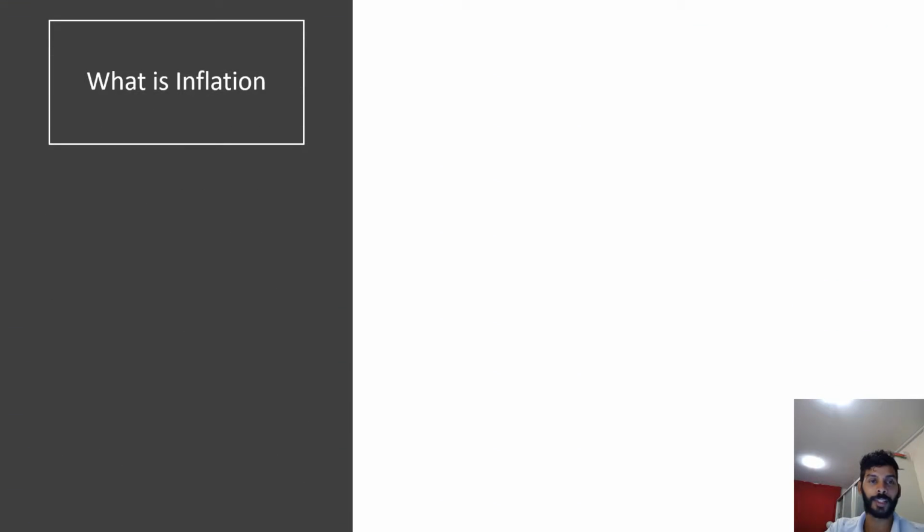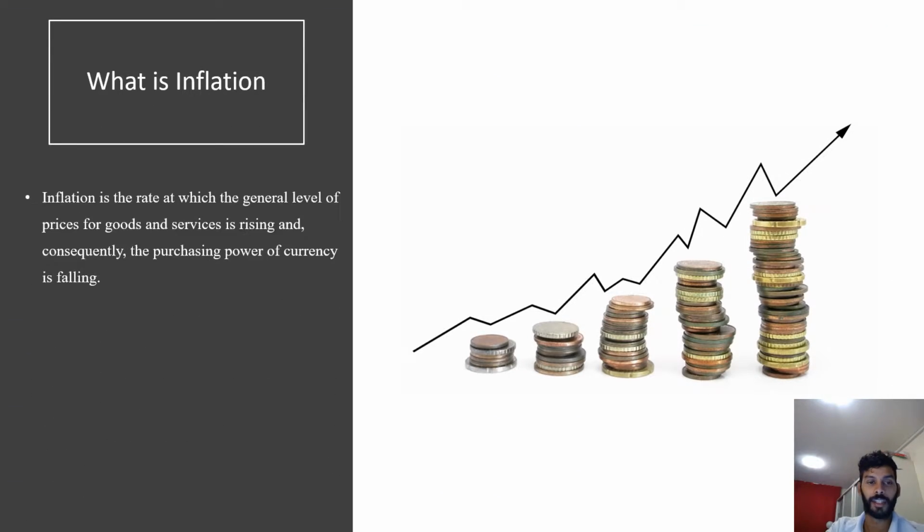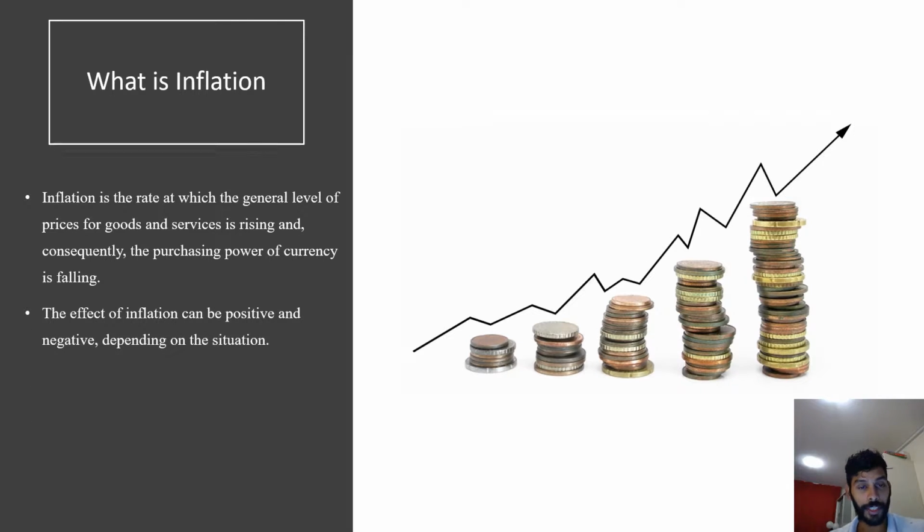Firstly, we're going to explain what inflation is. Inflation is the rate at which the general level of prices for goods and services rises in comparison to the purchasing power of the currency, which generally drops during a period of inflation. The effect of inflation can be positive and negative depending on the situation and how the company handles it.